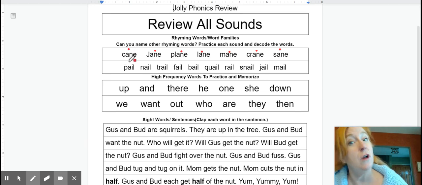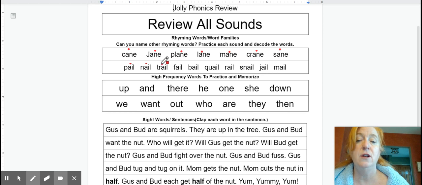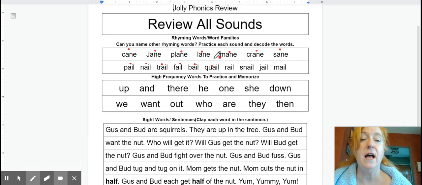Next set of another long vowel sound pattern is AI together. A-I-L, as in ale, hail, nail, trail, fail, bail, quail, rail, snail, jail, mail. Okay, so please practice those. You can make cards, sort them, and practice knowing how to decode when you see a word family. That means you can chunk A and E together and then replace the beginning sound. A-I-L can be chunked together and then you're just replacing the beginning sound.